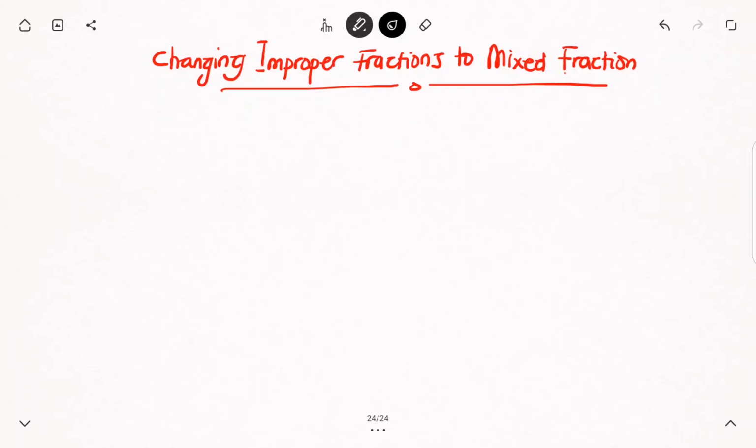In today's video, we want to look at how to change improper fractions to mixed fractions.